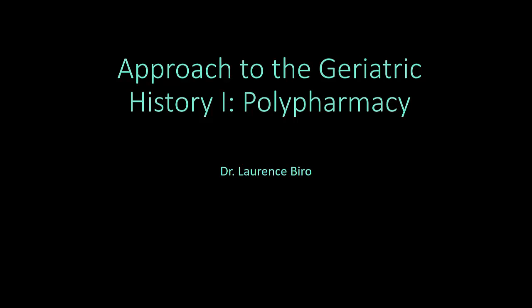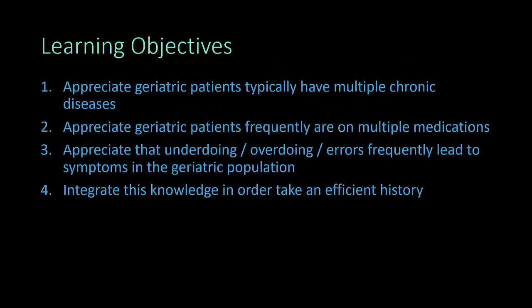Today we'll be talking about how to deal with polypharmacy in the geriatric population. By the end of this talk, you'll appreciate that geriatric patients typically have multiple chronic diseases. Appreciate geriatric patients frequently are on multiple medications. Appreciate that underdosing, overdosing, or medication errors frequently lead to symptoms in the geriatric population. And lastly, integrate this knowledge in order to take an efficient history.